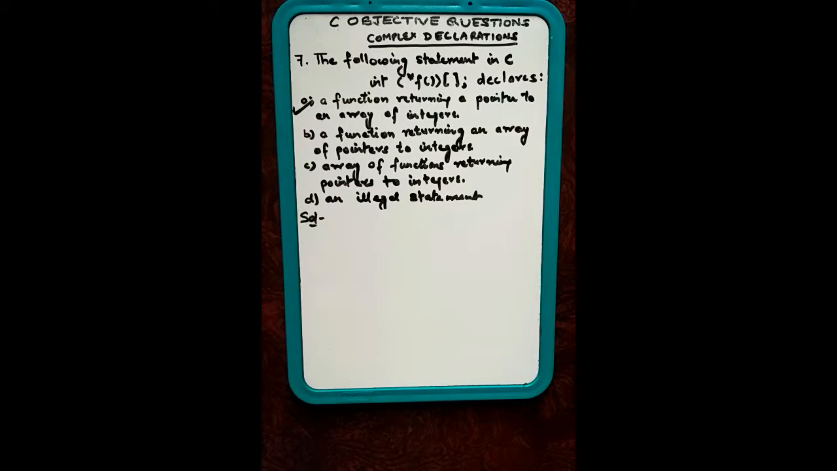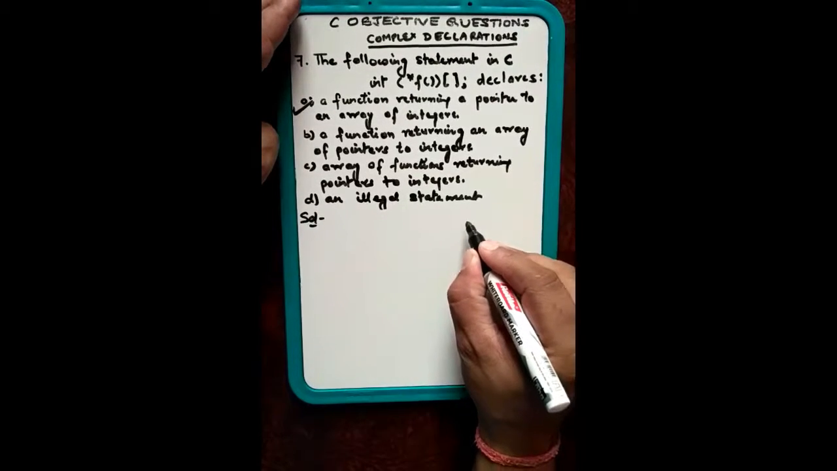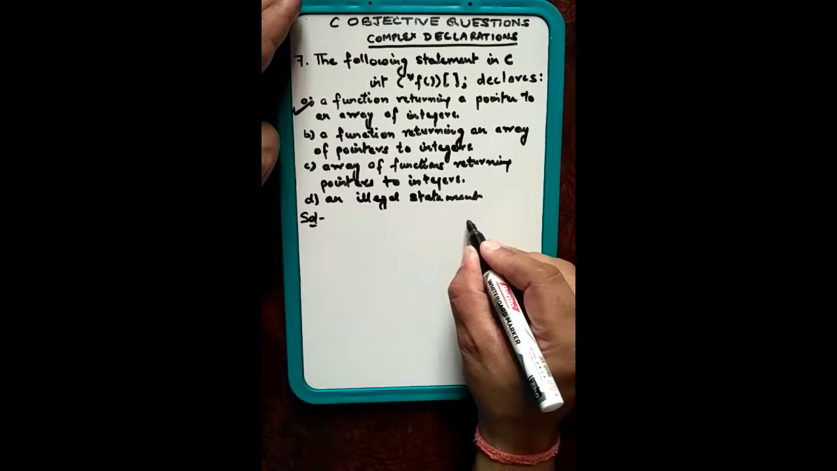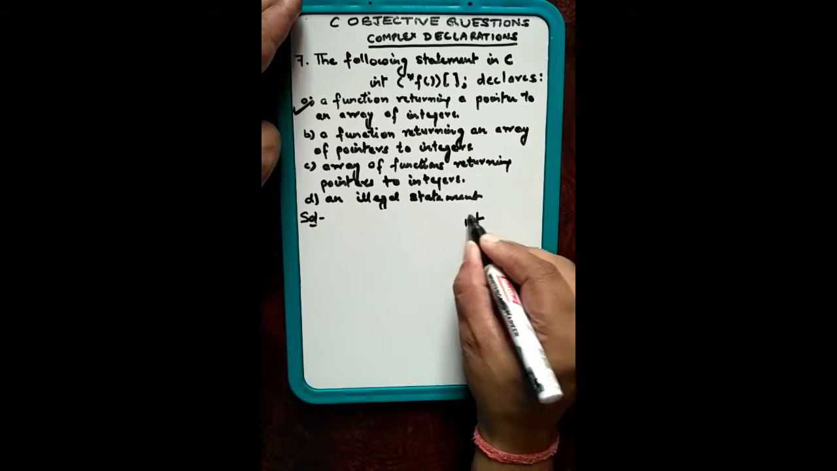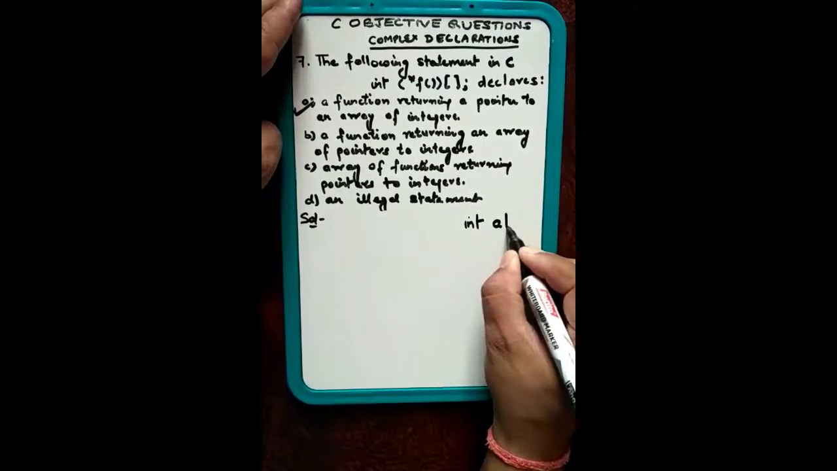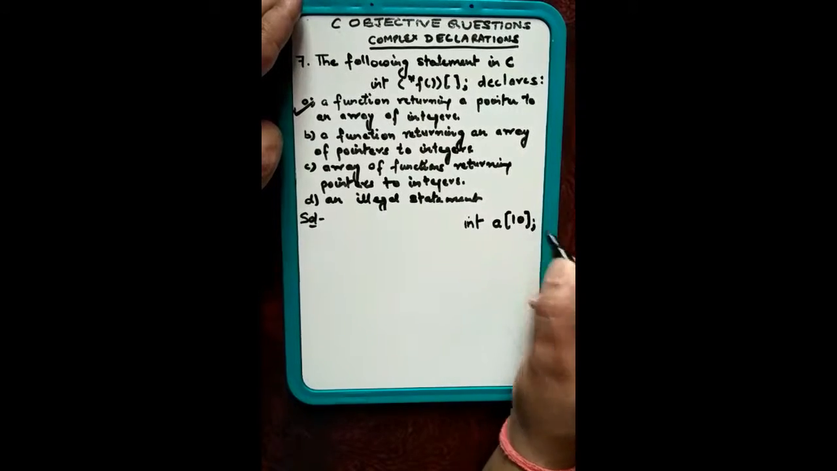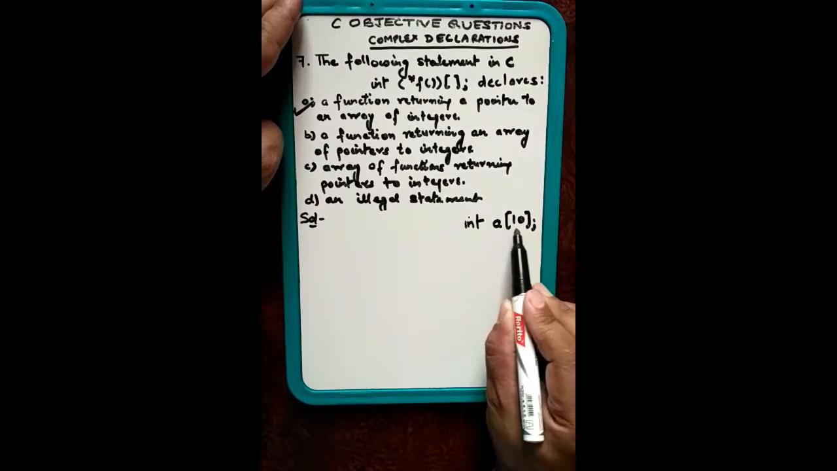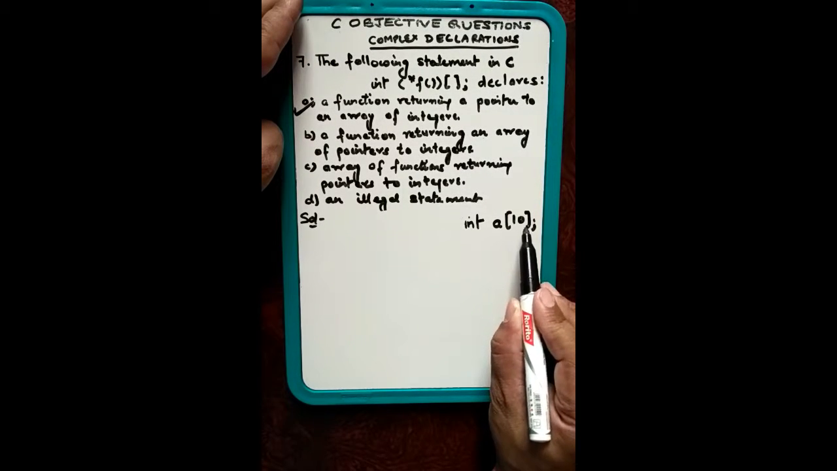Some students get confused by complex declarations in C language. Simple declarations are easy for students to understand. For example, if I have to declare an integer array, I simply write int a of 10. What does this mean? It means that a is an array which can store 10 elements and each element is of type integer.